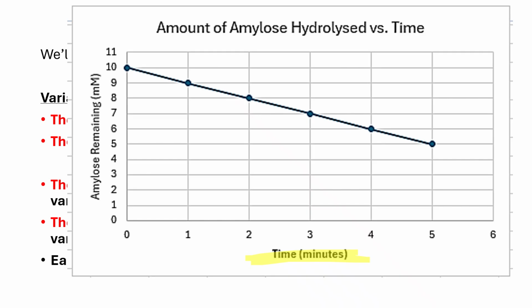Right, so then we'll put the concentration of amylase in solution on the y-axis like so, and we see that at 0 minutes we have a 10 millimolar solution. At 1 minute we have a 9 millimolar solution, and after 2 minutes we have an 8 millimolar solution, and so forth. And from the slope of this line we can calculate the reaction rate.